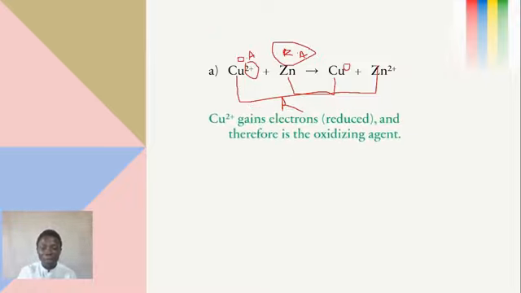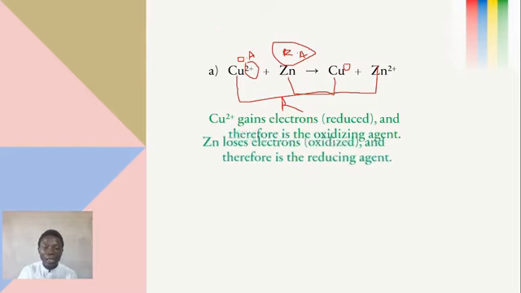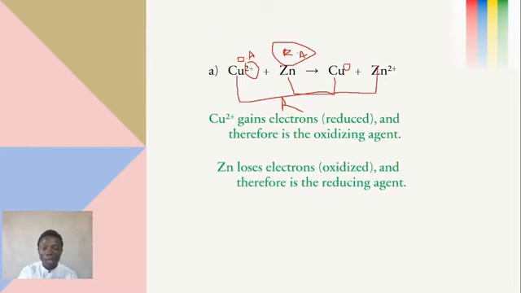You have to understand this because we will come across it again when we talk about balancing chemical redox reactions. So copper 2 gains electrons and is being reduced, therefore it is an oxidizing agent, and zinc loses electrons because it is being oxidized, and therefore it is a reducing agent. Very good. Let's consider the next example.